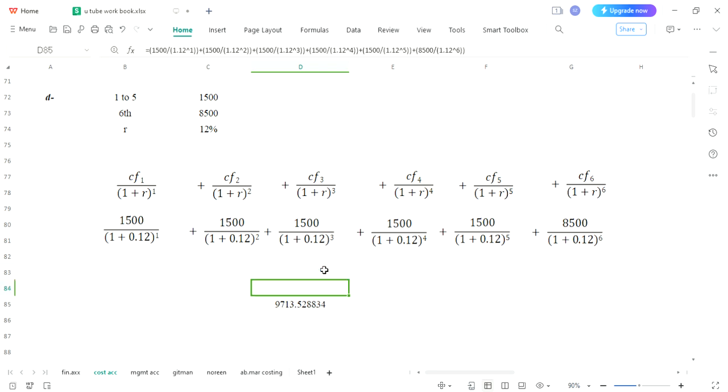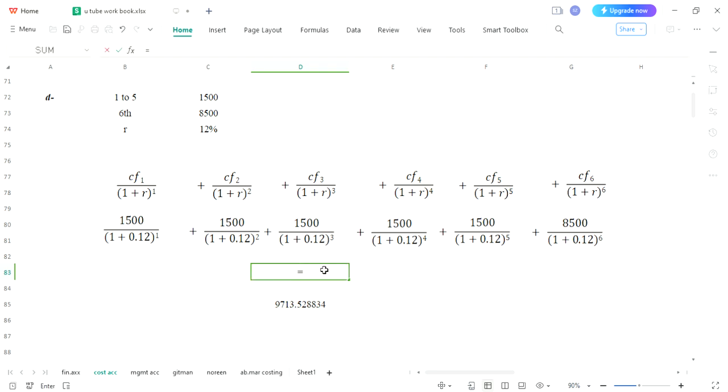I am just willing to let you know how to write it again in a quick way. Simply what you have done, you have opened your bracket, 1500 divided by 1.12 raised to power 1. This is what you have done. Then again plus, and you have taken it and written it down over here, just by changing the power, make it 2. Again plus, changing the power to 3.